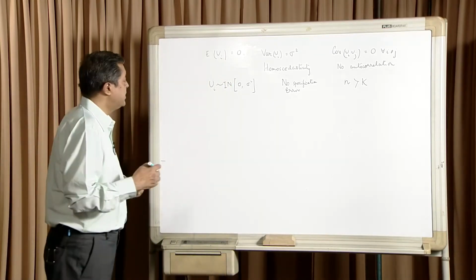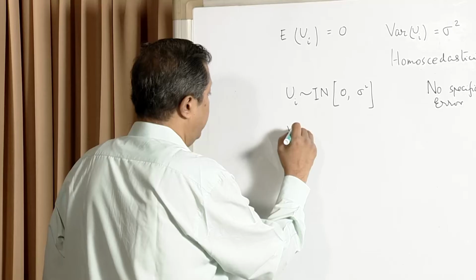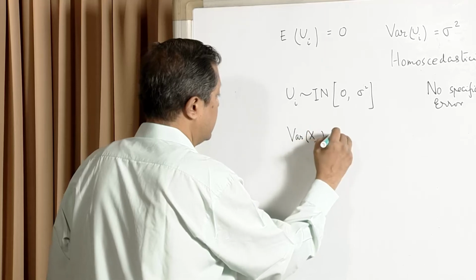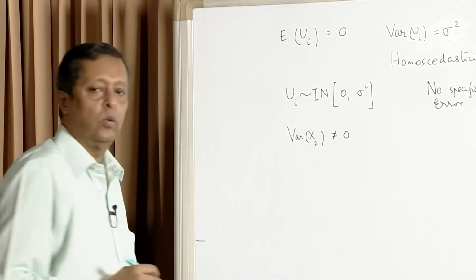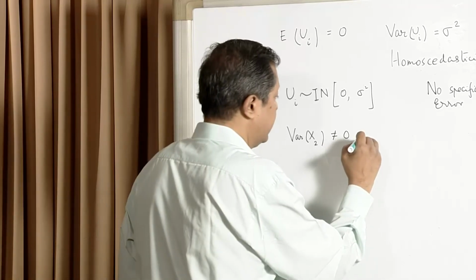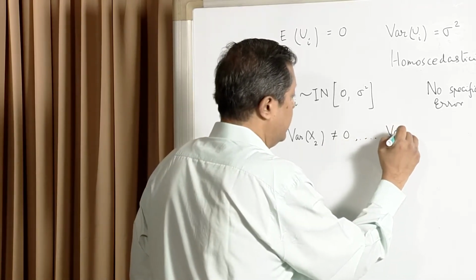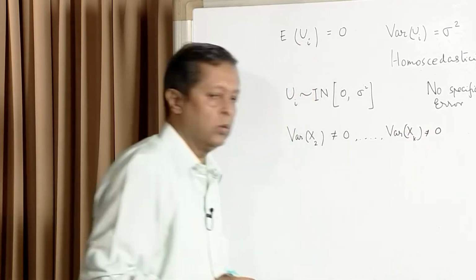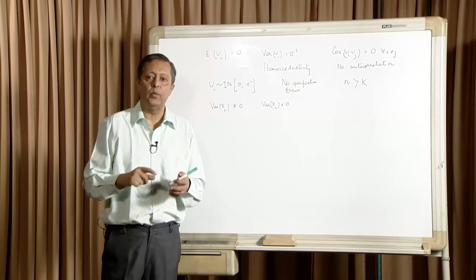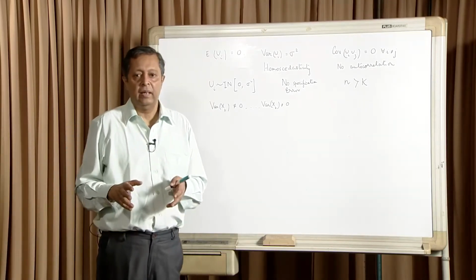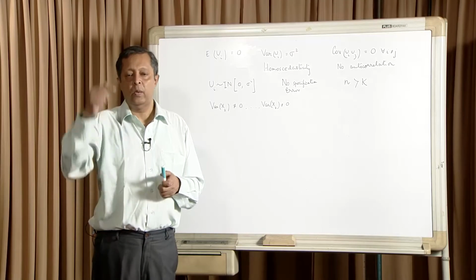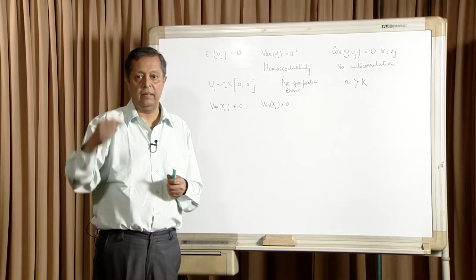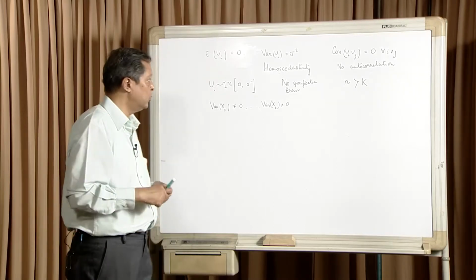Further, we say that variance of each of the explanatory variables is not equal to 0. In this case, variance of x k, these are not equal to 0. That means, for each variable that we are using as a regressor, each of the explanatory variables will have values which are not constants. It will have a variance, it is not equal to 0.